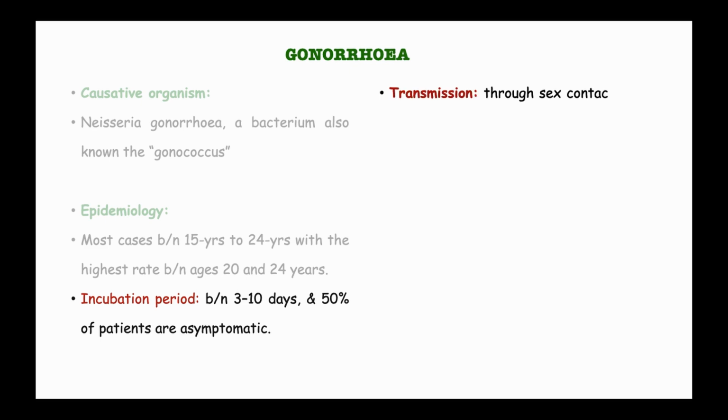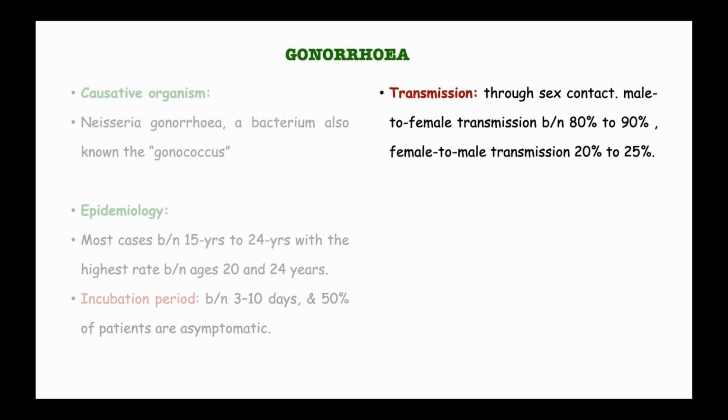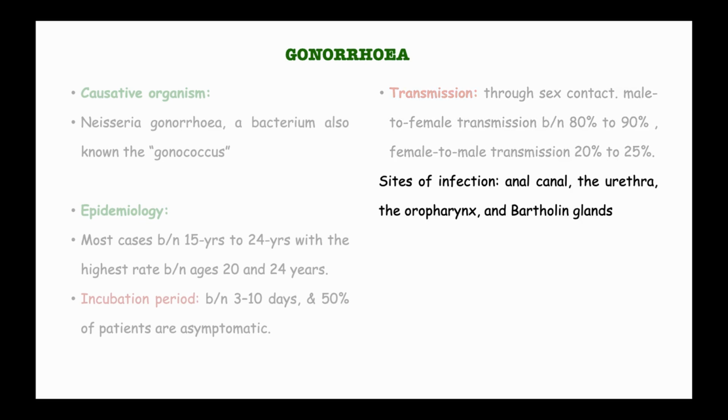Now, the transmission, as we've just explained, is through sexual contact, and the male to female transmission is about 80 to 90%, as compared to an estimated 20 to 25% female to male transmission rate. This usually is seen after a single sexual encounter. Now, the common sites of infection are usually the anal canal, the urethra, as well as the oropharynx and the Bartholin's gland.